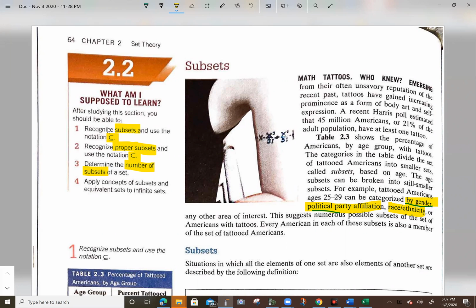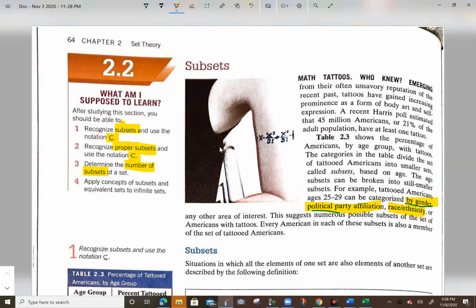If you look over here at the left-hand side, we have number one, we're going to recognize subsets and use the correct notation, recognize proper subsets and use the correct notation, and determine the number of subsets of a set, and apply concepts of subsets.